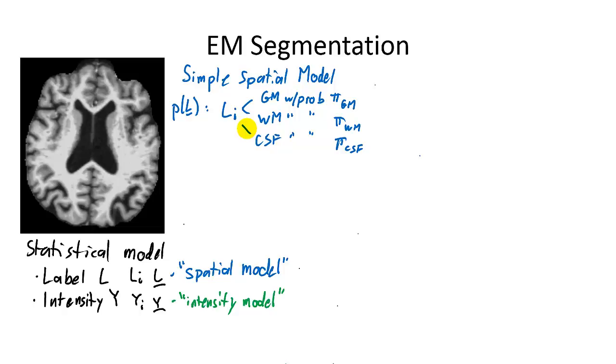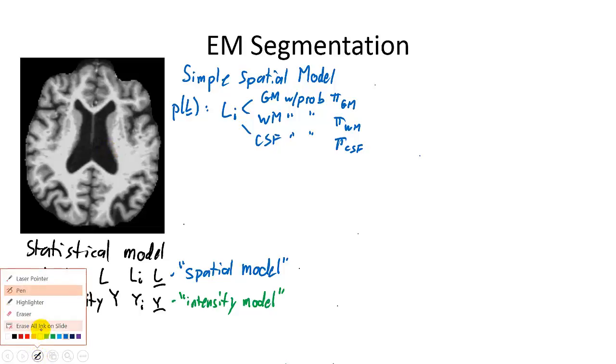So notice that this is overly simplistic. We know that, for example, voxels near the center of the brain are more likely to be CSF because they'll fall into the ventricles. But this doesn't capture that at all. And actually, in just a few minutes, we'll talk about a more sophisticated spatial model that does. But for now, we'll stick to the simple one.